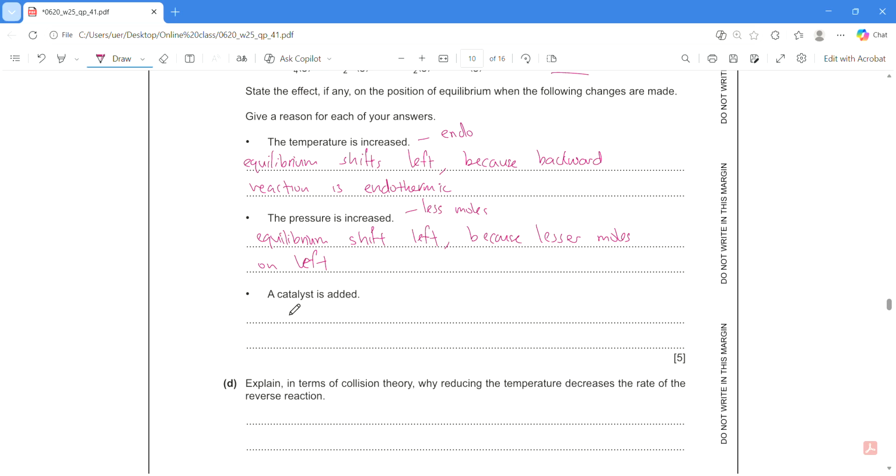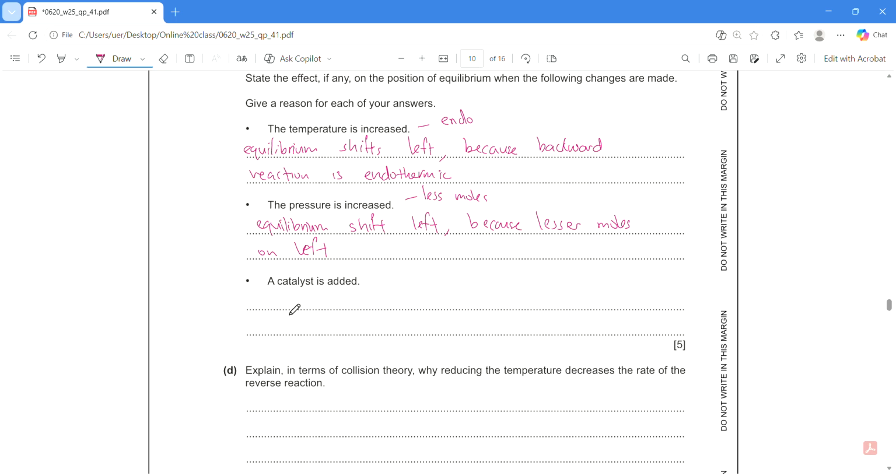So easy. Okay, next one, catalyst added. Catalyst only affects your rate of reaction. It will not affect your equilibrium. So the answer for this is no change. Please don't get tricked by this question.